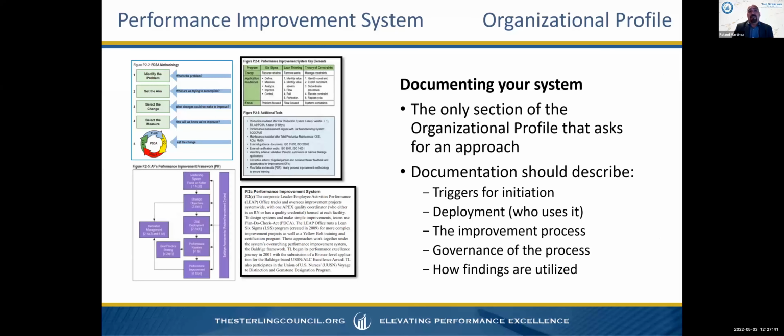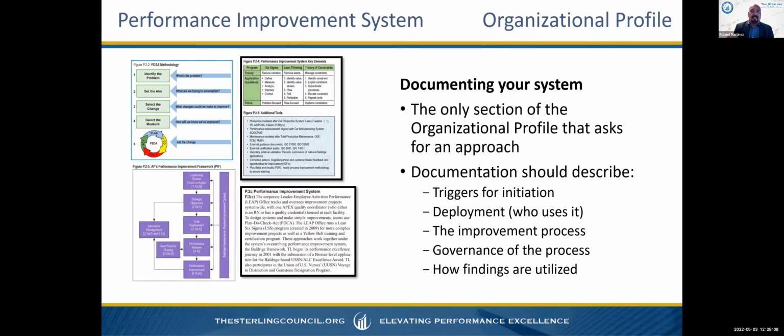Now, documenting your system. So this is the only section in the organizational profile that actually asks for an approach. And so all the other ones are asking for a list of things, right? Whether it be your strategic context, and you're looking at your strategic advantages and your strategic opportunities, or you're looking for a segmentation of your employees in the organization and what makes up your workforce. This one's asking for a process.